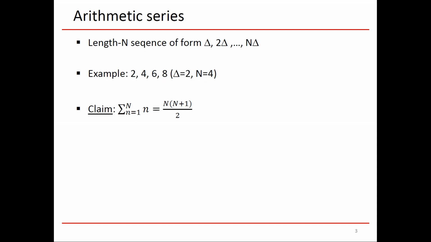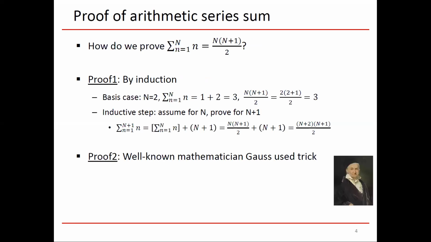Now here's a claim. The summation over n going from 1 to capital N, so that's 1 plus 2 plus 3 up to plus capital N, is equal to capital N times capital N plus 1 divided by 2. How do we prove that claim? Let me show you two different proofs. The first one is by mathematical induction.